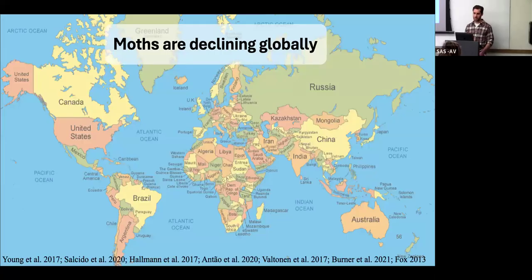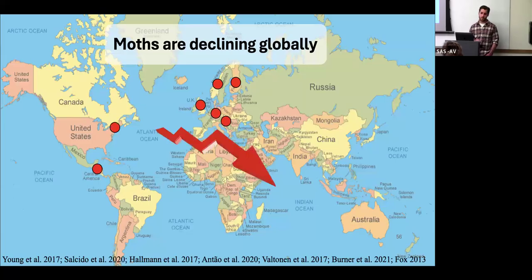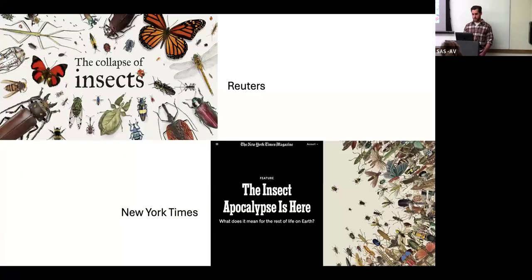So we have a lot of evidence for this now over the past 10 years or so. A lot of that evidence is coming from the UK, where they have relatively long-term monitoring projects where they've been monitoring moth diversity and abundance for up to 100 years in some places, and they're showing long-term declines. And we have more recent evidence from parts of the US as well as Central and South America, where they're also showing pretty drastic moth declines recently.